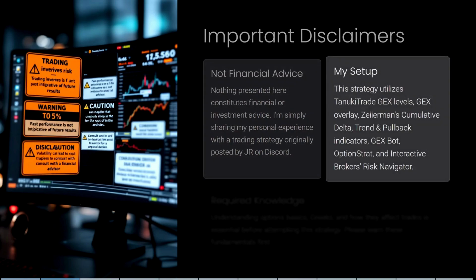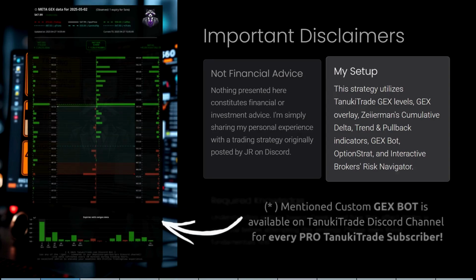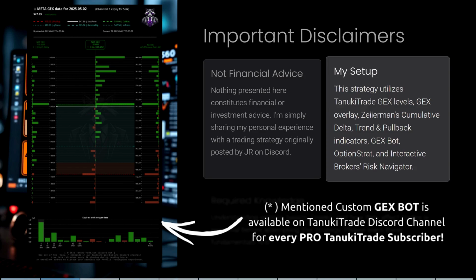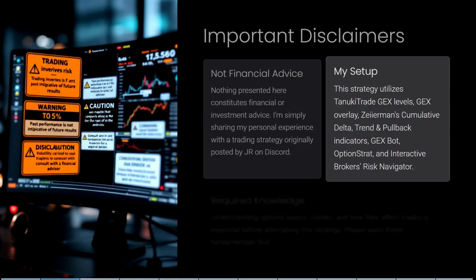Indicators which I use on the chart are of course Tanuki Trade GEX levels and GEX overlay, then LevelG cumulative delta and Lev trend and pullback. Lastly, the GEX bot on the Discord. To model the whole trade and each next option leg, I'm using the web application OptionStrat and the Risk Navigator tool in Trader Workstation by Interactive Brokers.